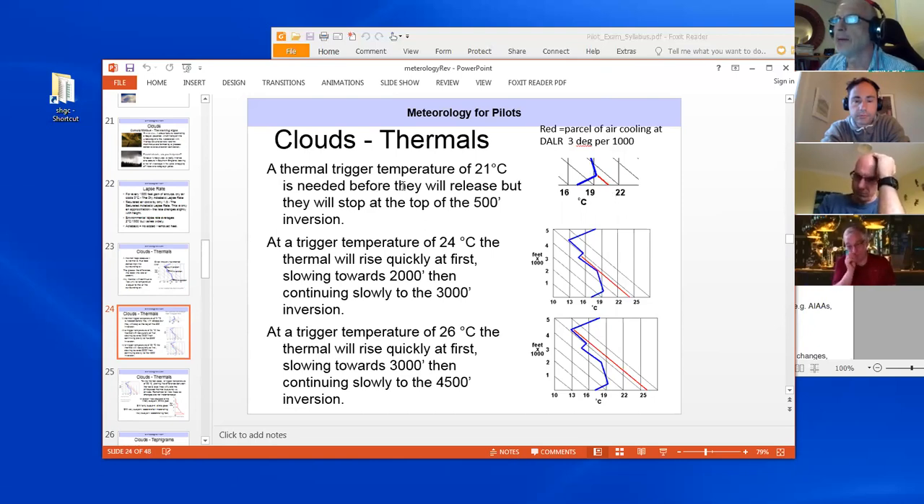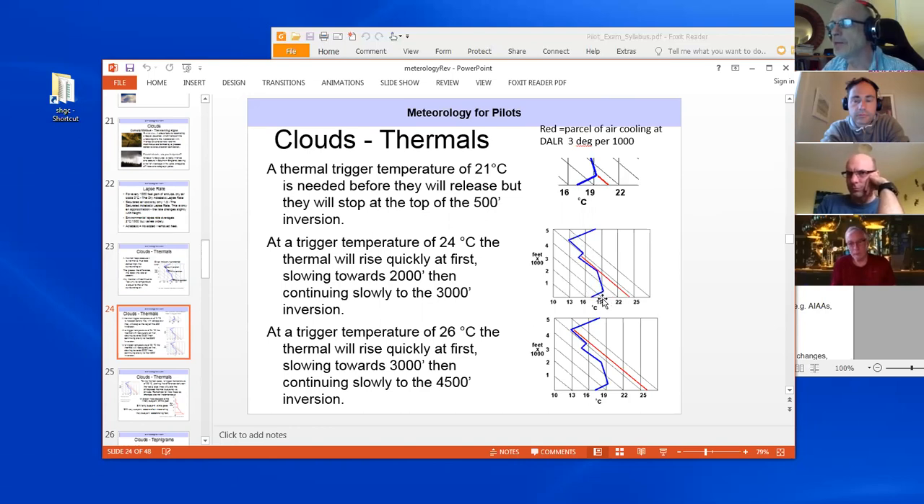it will rise, it'll actually hit this first inversion here, which on this diagram is at 500 feet, and it will stop rising at that point. So with a marked low inversion, you'll get what you'd expect, which is a very strong thermal low down, petering out really fast.